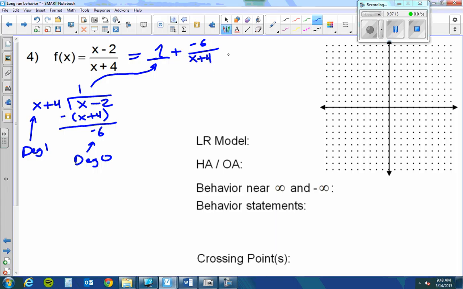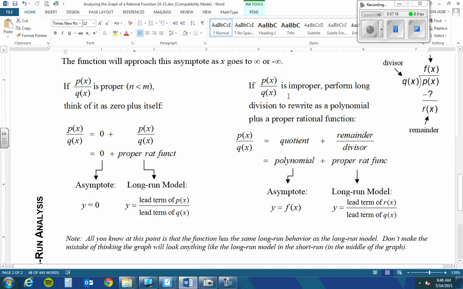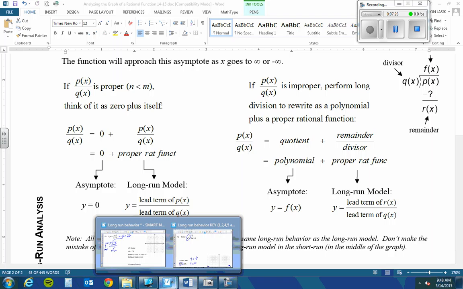This is a proper rational function, isn't it? And that's what the notes were trying to say. The long division will always produce a polynomial plus a proper rational function. Okay? And then, like it says, the polynomial part is always your asymptote, and you find the model the same way we did before.